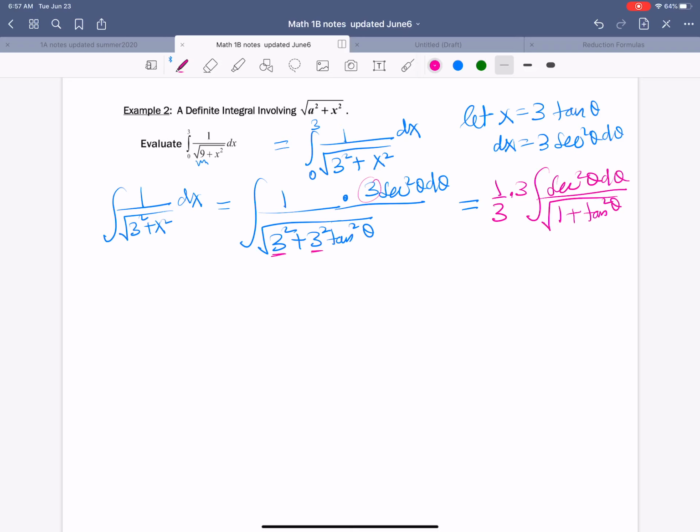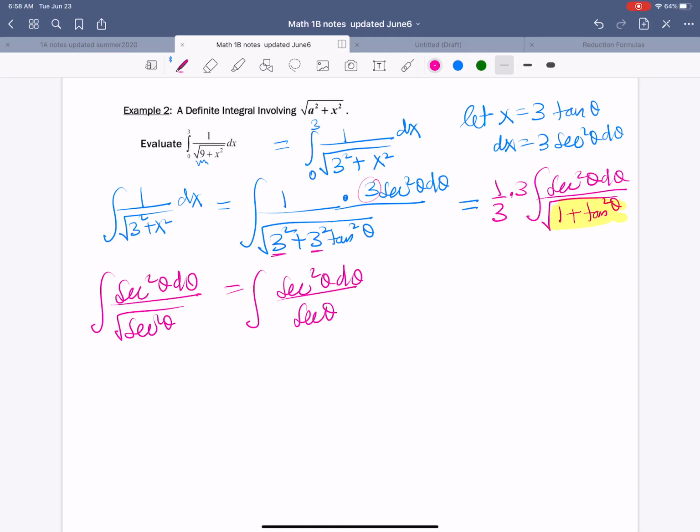Okay. Now what is 1 plus tan squared theta equal to? 1 plus tan squared theta is secant squared theta d theta on the top. 1 plus tangent squared theta is secant squared theta. Now, are we able to go ahead and do the square root? Square root and square will cancel in the denominator, so I'm just left with secant theta. Okay, so secant squared theta on the top, secant theta in the denominator. One of those will be gone, and I'm just left with secant theta d theta.